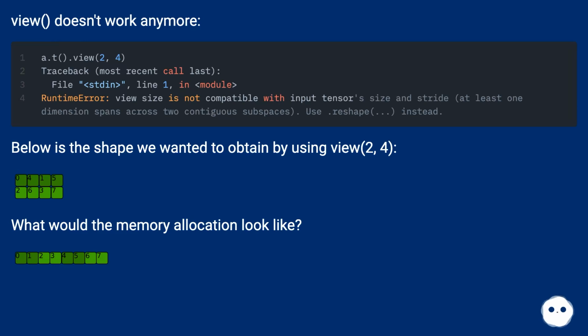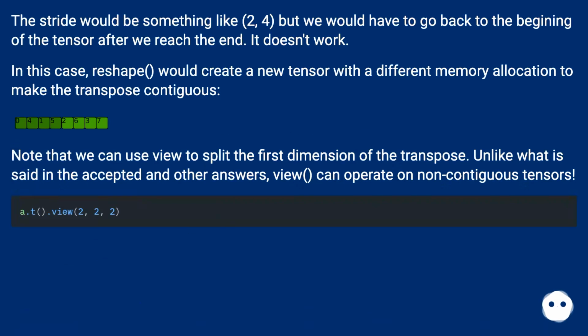Below is the shape we wanted to obtain by using view, 2, 4. What would the memory allocation look like? The stride would be something like 2, 4, but we would have to go back to the beginning of the tensor after we reach the end. It doesn't work. In this case, reshape would create a new tensor with a different memory allocation to make the transpose contiguous. Note that we can use view to split the first dimension of the transpose.